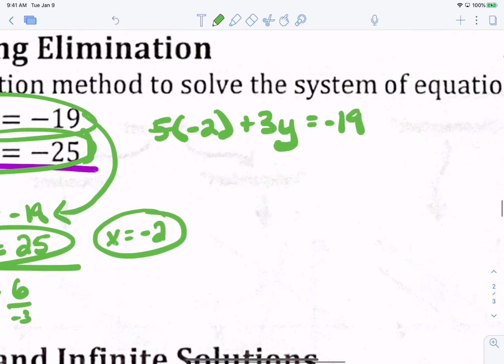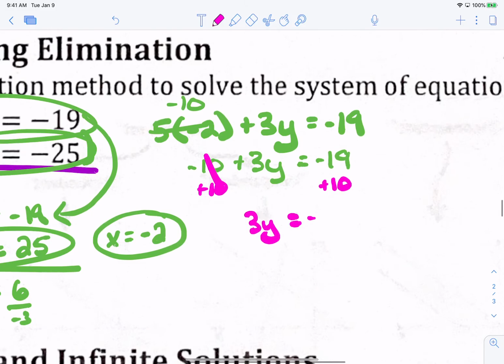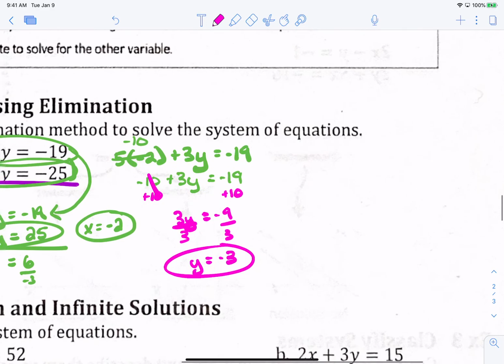All right, so this guy is negative 10. Negative 10 plus 3y equals negative 19, and then what? Add 10. Add the 10 over. Okay, plus 10 plus 10. So 3y equals, what's negative 19 plus 10? Negative 9, and then divide by 3, and y is negative 3. Okay, now let's write our answer together as the point (-2, -3).